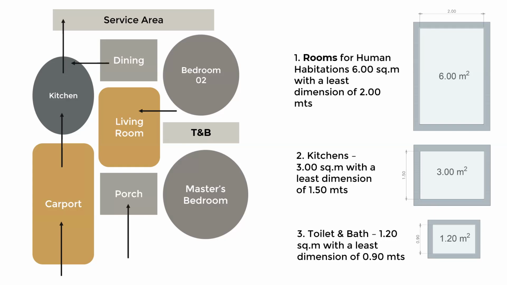And then your toilet and bath should be a minimum. Meaning, yun yung pinakamaliit. You can't go lower. You can go higher, but you can't go lower with the minimum standard, which is the toilet and bath should be 1.2 square meters with a least dimension of 0.9. So, yung least dimension 0.9. So, 0.8 is not acceptable. It's already substandard. So, yun na yung pinakamababang dimension na pwede mong gamitin. It's 0.9.